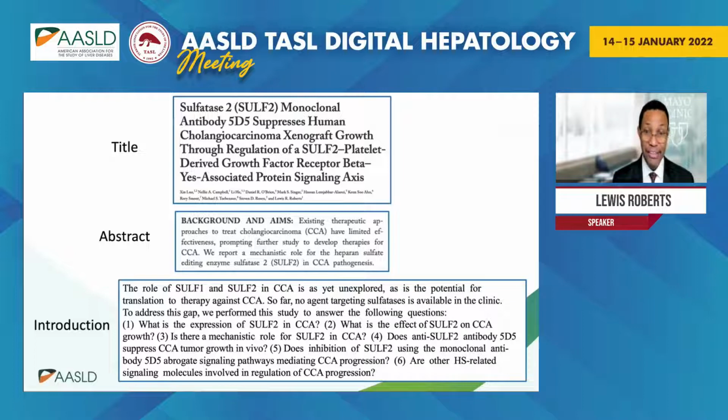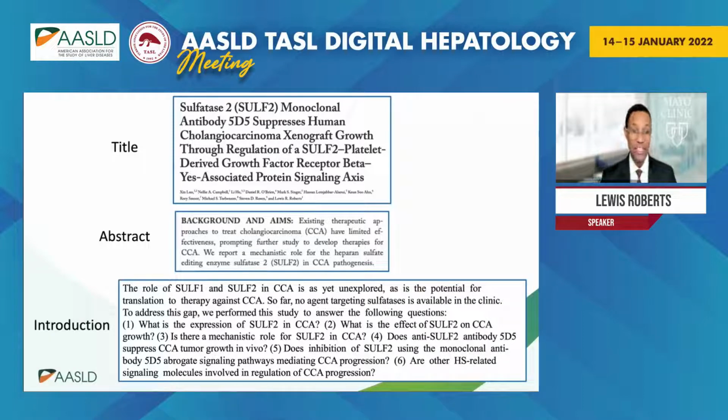Then we go to the abstract, which is a structured abstract that begins with a background and aims. Existing therapeutic approaches to treat cholangiocarcinoma have limited effectiveness, prompting further study to develop therapies for CCA, or cholangiocarcinoma. The authors say, here we report a mechanistic role for the heparan sulfate editing enzyme sulfatase 2, or SULF2, in cholangiocarcinoma pathogenesis. So they've told us, 40,000-foot view, broad strokes, we're trying to improve treatments for cholangiocarcinoma, and we are doing this by studying the mechanism of an enzyme that edits heparan sulfate in cholangiocarcinoma pathogenesis.